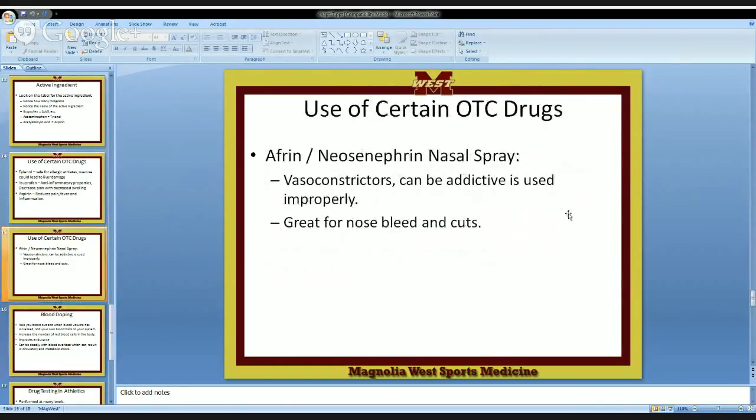Aspirin, neosynephrine. You know that stuff you stick in your nose and you spray up there when you're all snotty? Nasal spray, exactly. That stuff there is called a vasoconstrictor. It constricts your capillaries. That's how it makes you breathe better, because once they constrict, you have a bigger path. Can be addictive if you keep using it all the time.